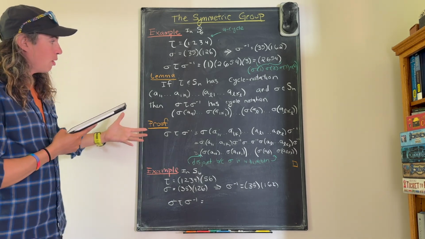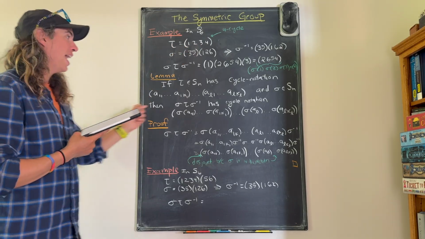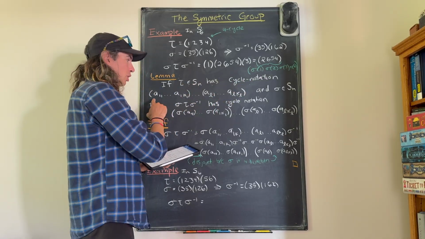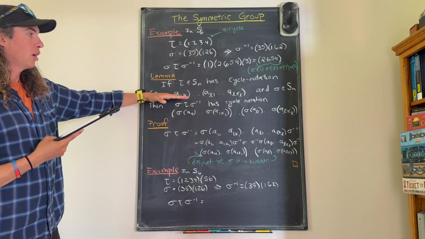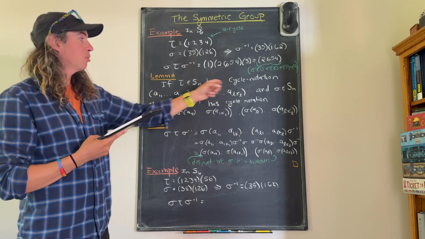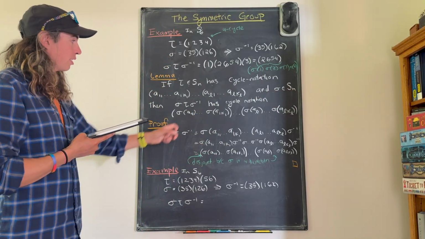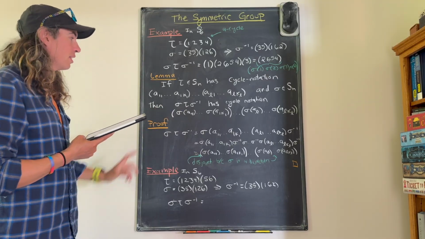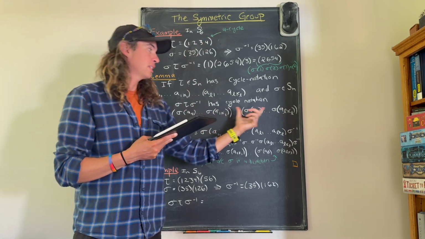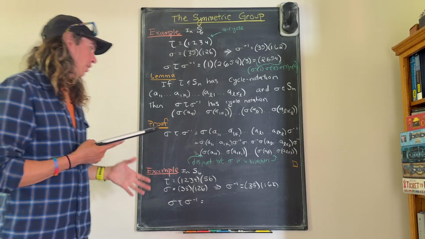Okay, so now we have a lemma that tells us not just what happens when I conjugate a cycle, but what happens when I conjugate any permutation in terms of the cycle notation. So if tau in Sn has cycle notation this, so it has L different cycles, and they have lengths K1, K2, all the way up to KL, and sigma is in Sn, then if I do this conjugation just like before, this has cycle notation given by exactly the same formula as before. You just apply the formula to each of the cycles separately. Excellent. And the proof is not so hard.